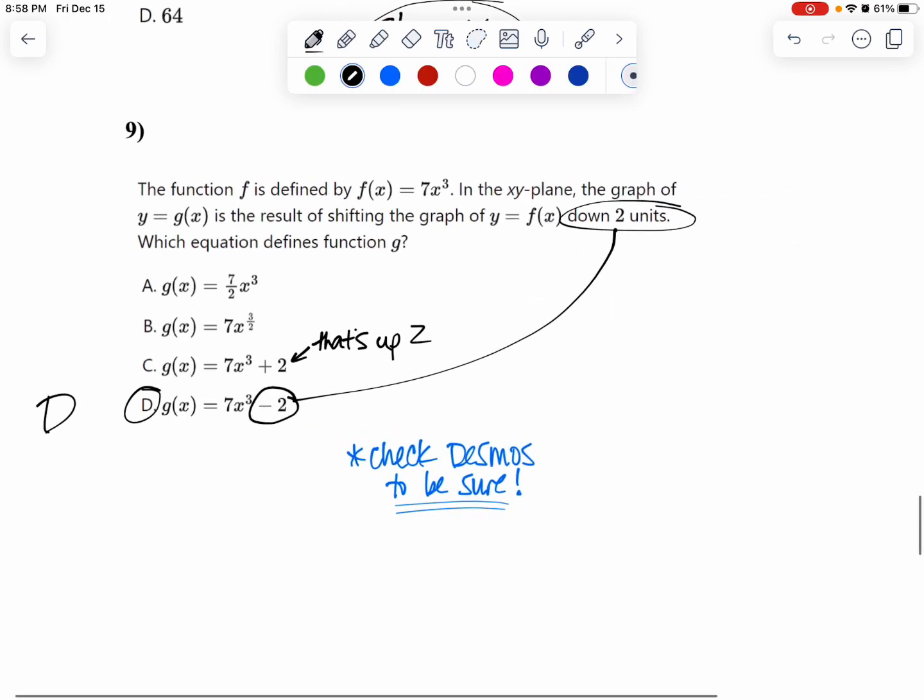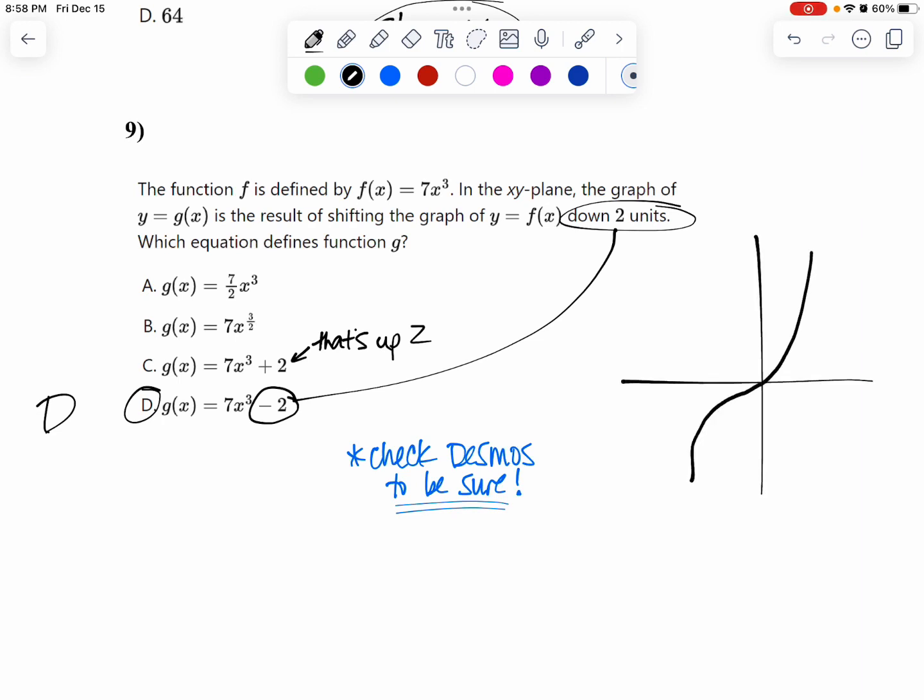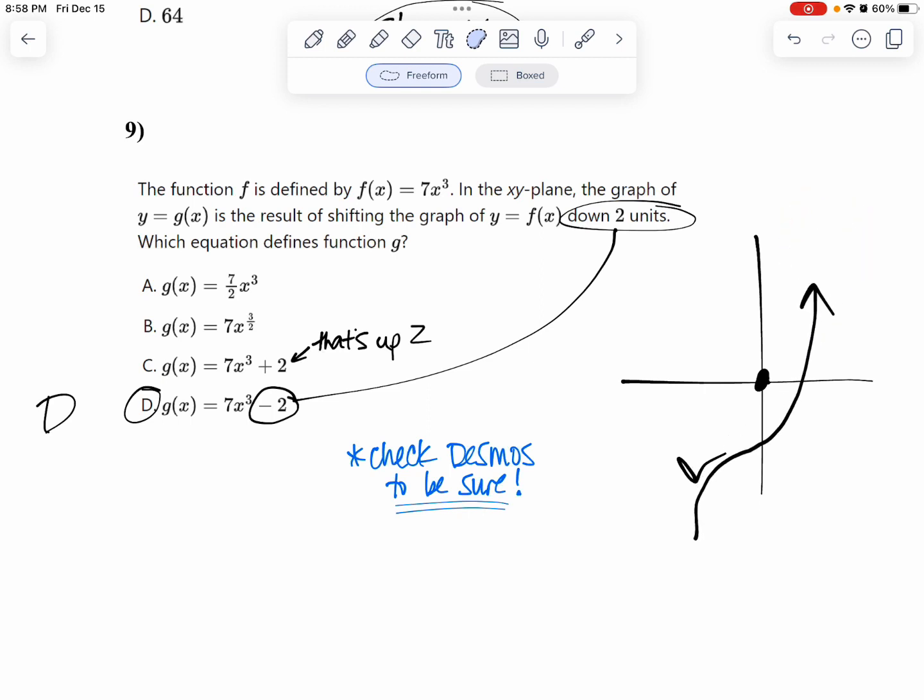So now we have an x to the third graph, which if you remember what an x to the third graph looks like, it looks like this. It's got a little kink in it. Okay, but we've got this 0, 0. If I want to move this thing down 2 units, then I'm actually literally taking this thing and I am moving it down 2 units like this.